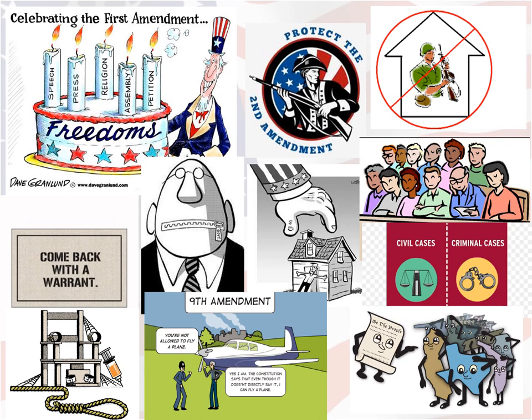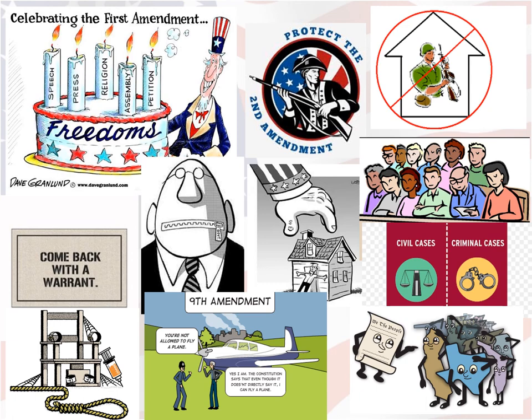You also have due process mentioned for the first time in the Fifth Amendment, which basically says that if you are going to lose your rights to life, liberty, or property, then due process of law must be followed. You've got to be arrested. You've got to be charged. You've got to have a fair trial by jury, etc.